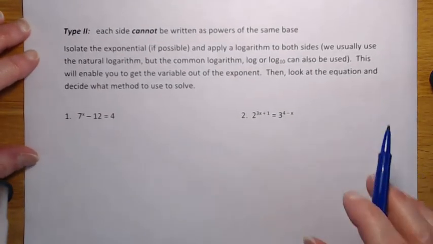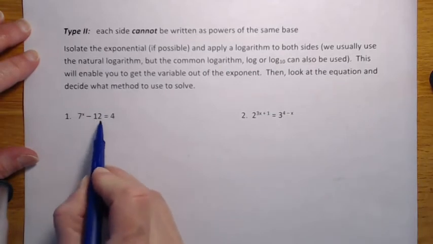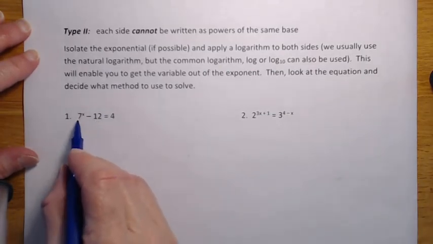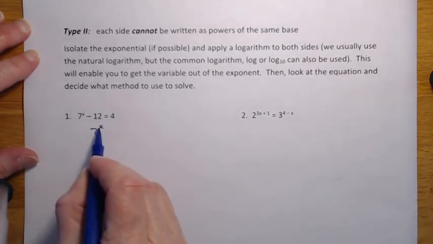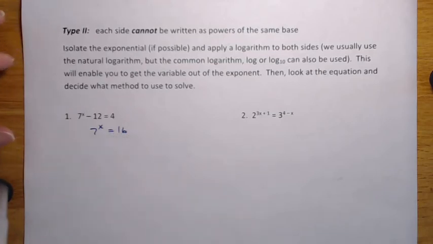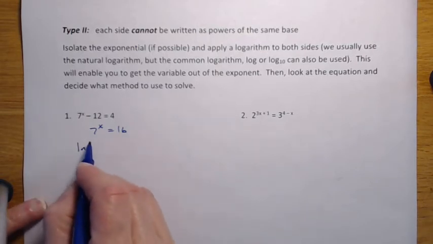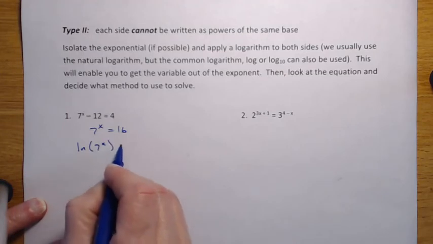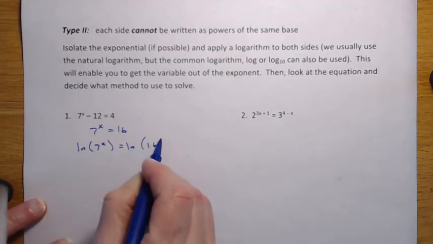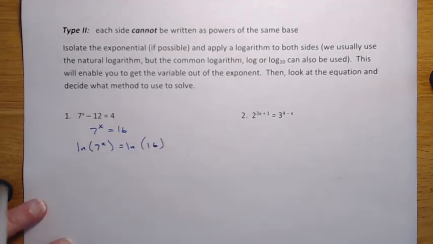Okay. So in the first one, again, make sure that you isolate first. Here's our exponential, so we have to add 12 to the other side. Clearly, the left side is base 7, the right side is 16. I can't write it in any way with base 7. So I'm going to apply ln to each side. Just be careful that you take ln of the whole side, and you do it to both sides of the equation.